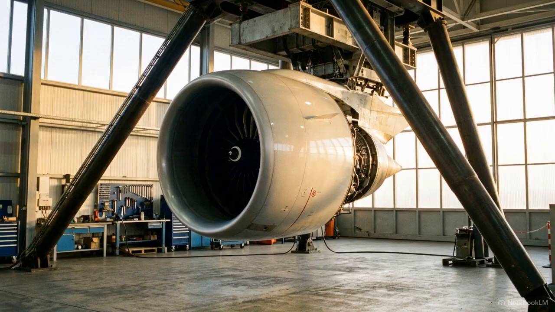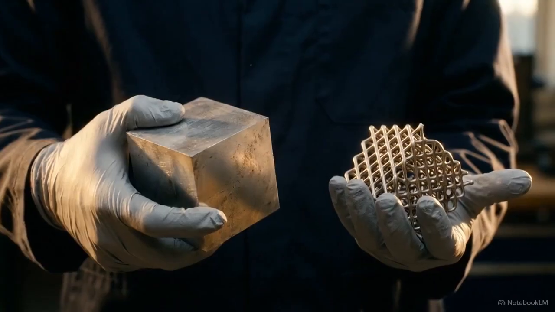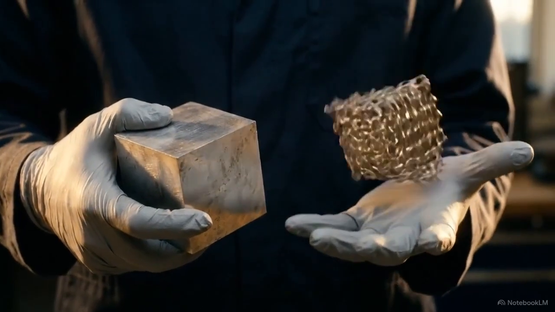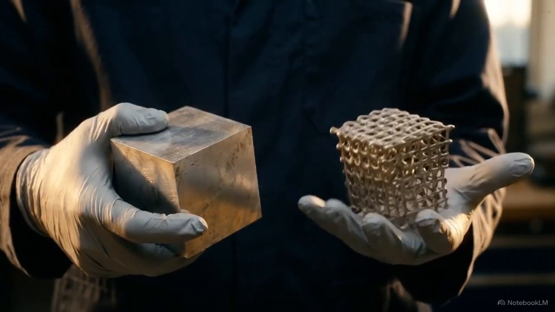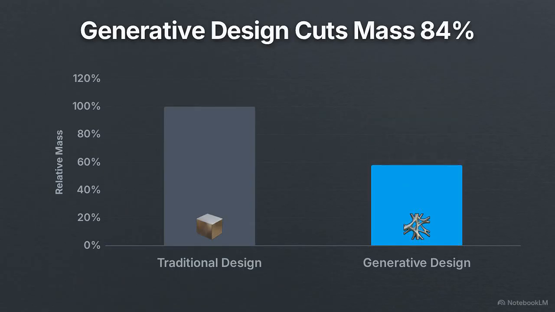When executed correctly, the mass reductions are massive. General Electric once ran a public engineering challenge to redesign a standard metal lifting bracket for a jet engine. The winning algorithmic design dropped the bracket's weight from roughly 2 kilograms down to just a few hundred grams, an 84% reduction, while still safely carrying the exact same structural load.